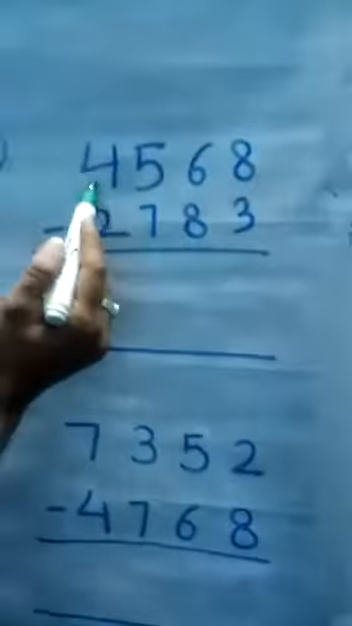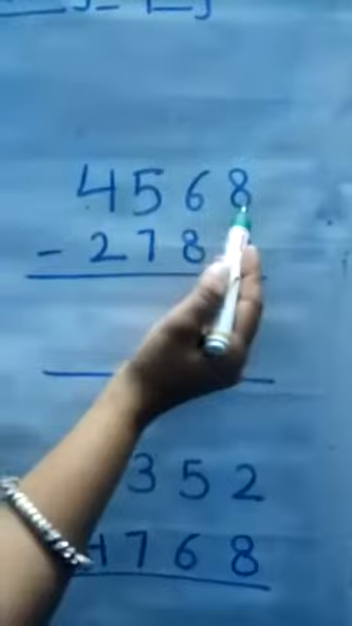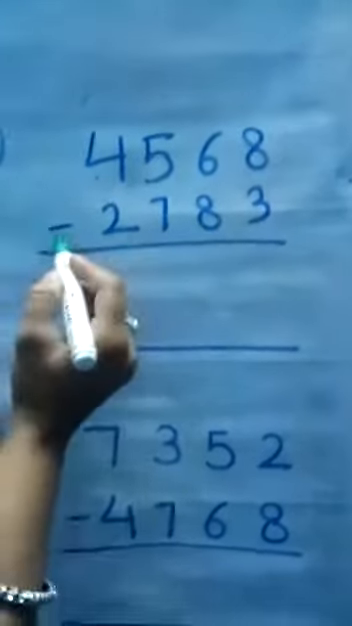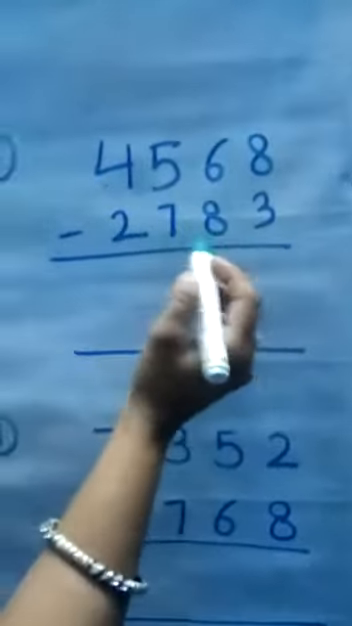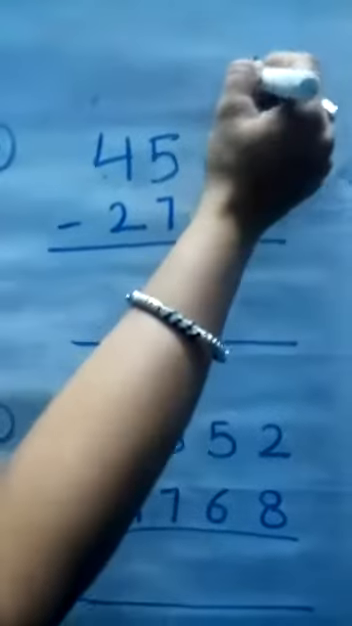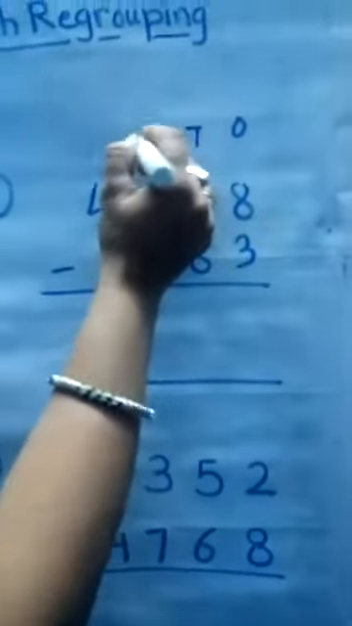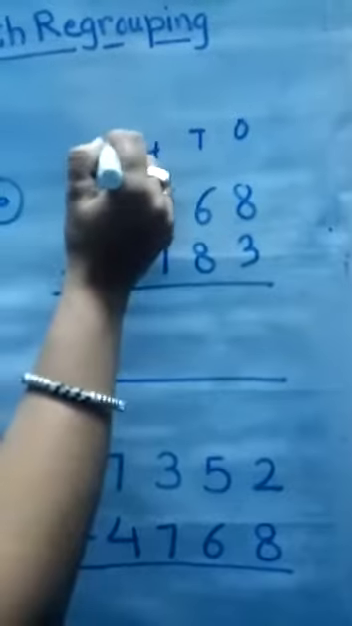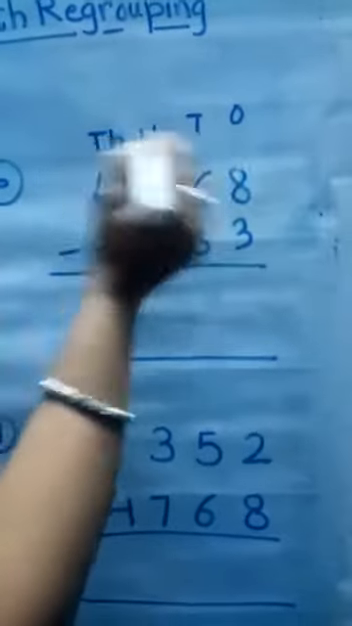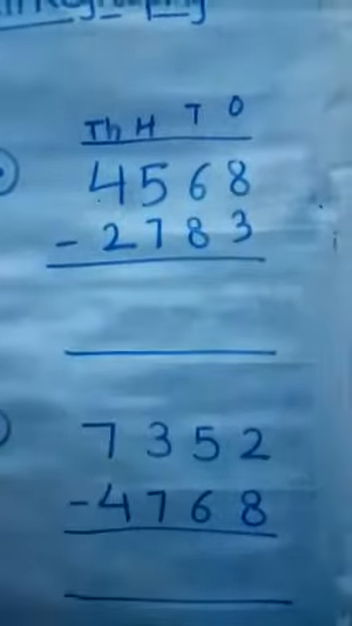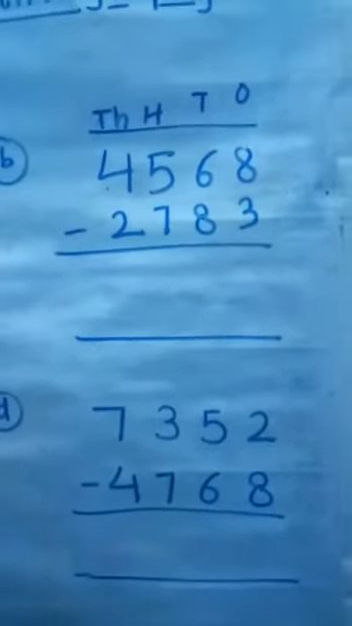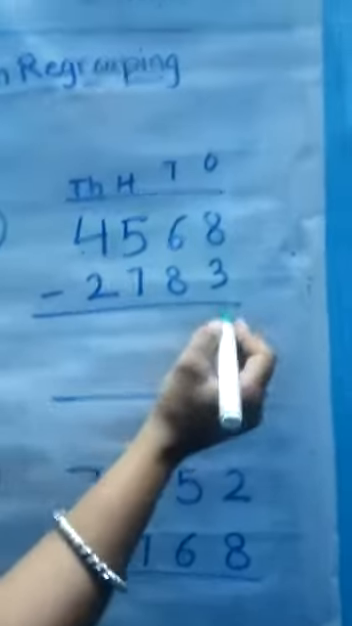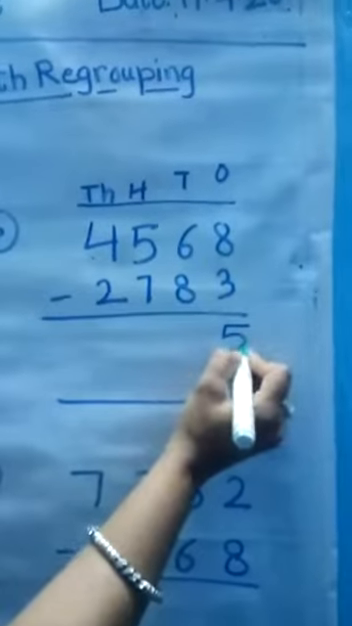Now come to the B part. Again the question is that 4568, you have to subtract 2783. So first we have to write down ones, tens, hundreds and thousands place. This is very important, to write down the place. Okay. So look everyone, 8 minus 3, it is very easy. So we have to write down 5 here.